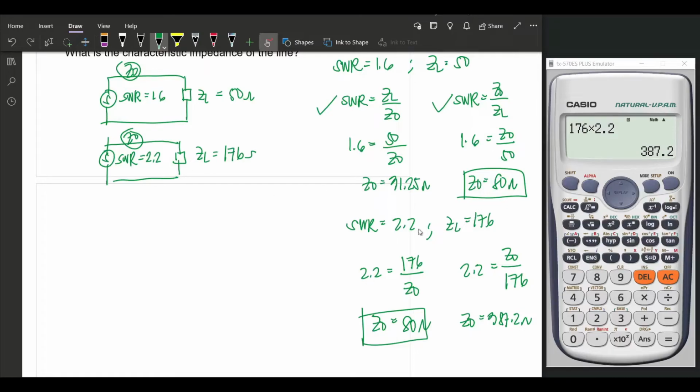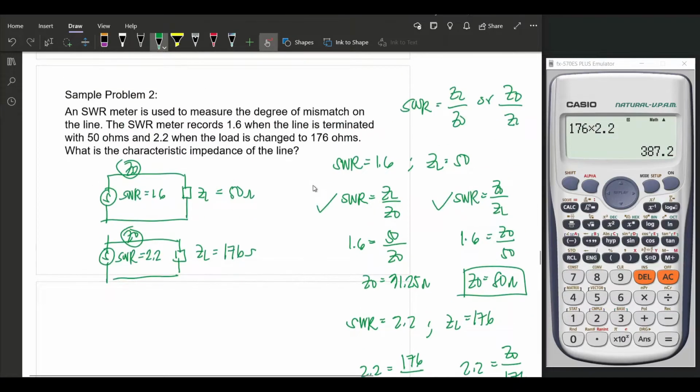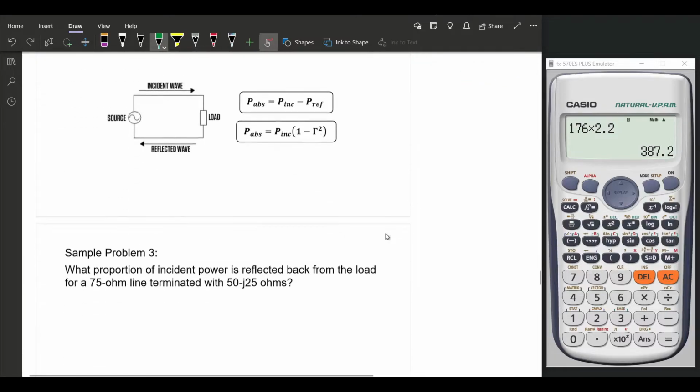Okay, so that's why we need to compute yung dalawang using the two formula, to compare yung mga value. So kung saan sila nagtugma, malamang yun yung ZO ng transmission line, since hindi naman binago yung transline, ang binago lang yung load. Ang pinalitan yung load from 50 to 176. Okay, next.